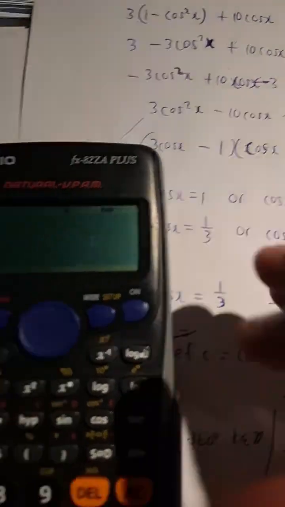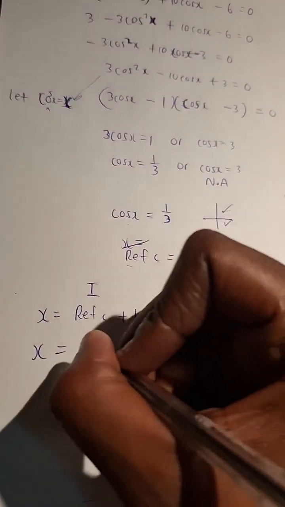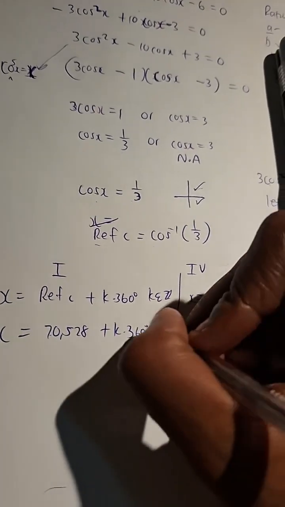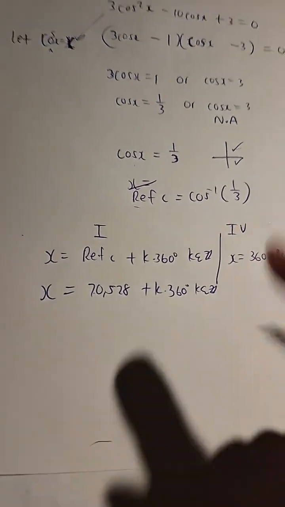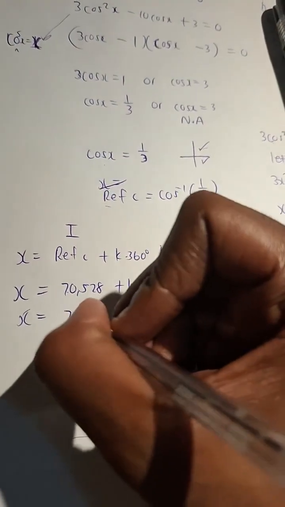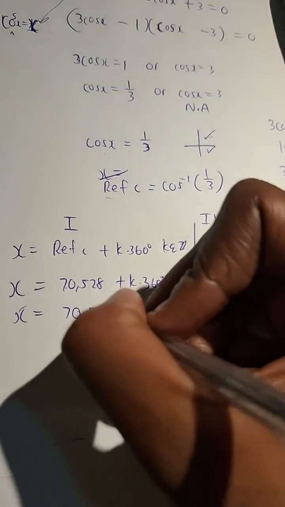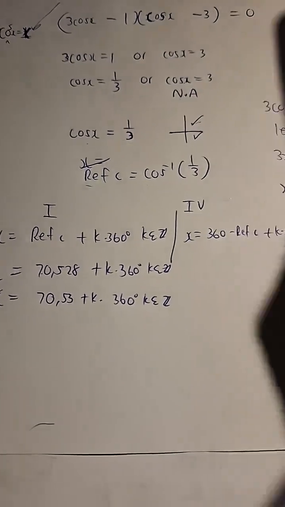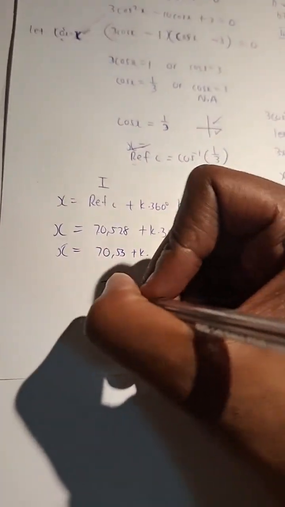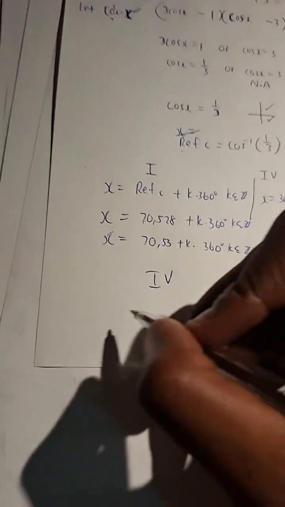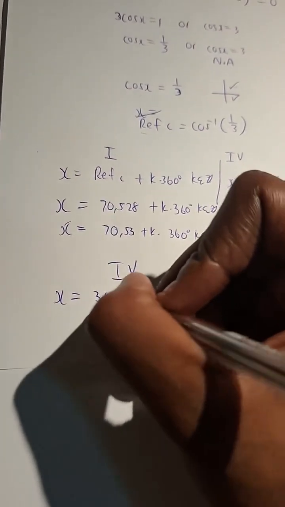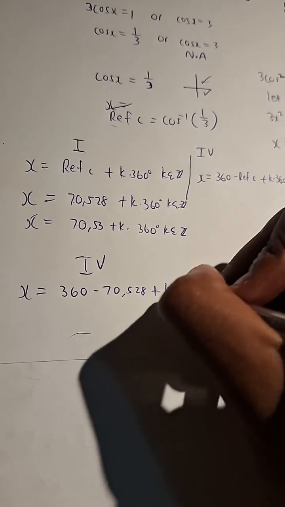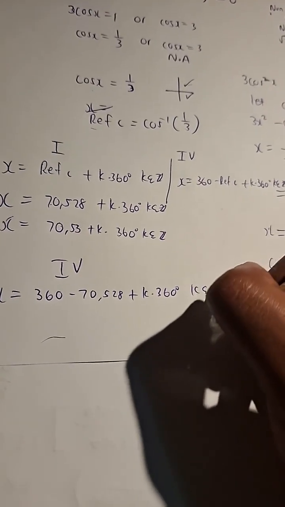Remember, what you do here, 70.528. Thank you. Then obviously I'm going to round it off. So it's going to be x is equal to 70.53, because they have to round it off to 2 decimal places. Then for the fourth quadrant, let me just do it here because there's not too much space there. X is equal to 360 minus 70.528 plus k 360 degrees, where k is an element of integers.